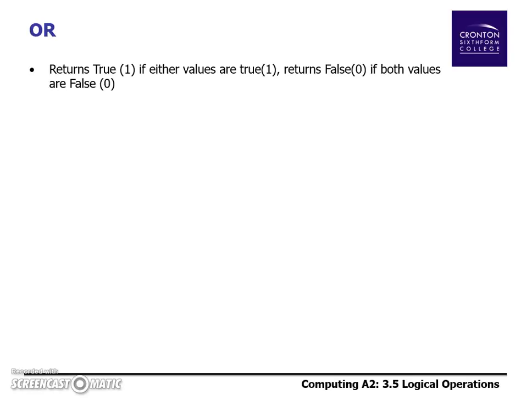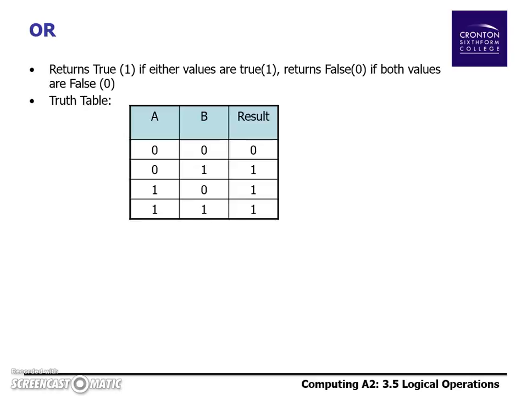Then we've got OR, so it returns true if either value is true. It returns false if both values are false. So if we have the truth table here, if it's false OR false, then it has to be false. False OR true is true. True OR false is true. True OR true is true.